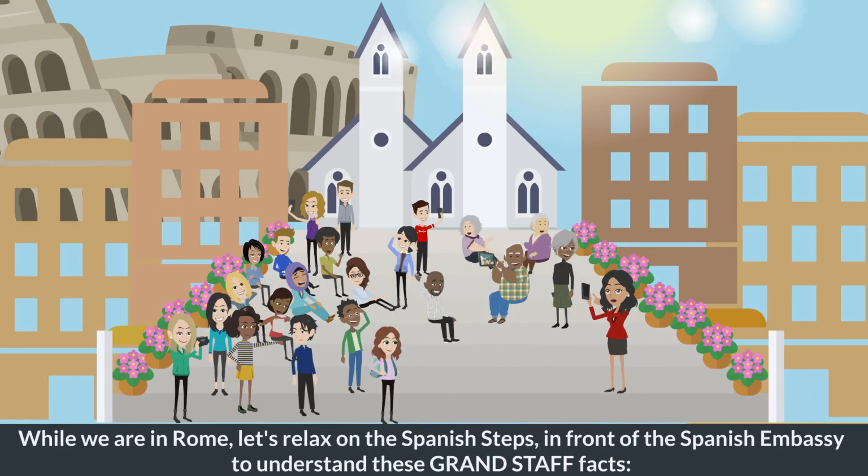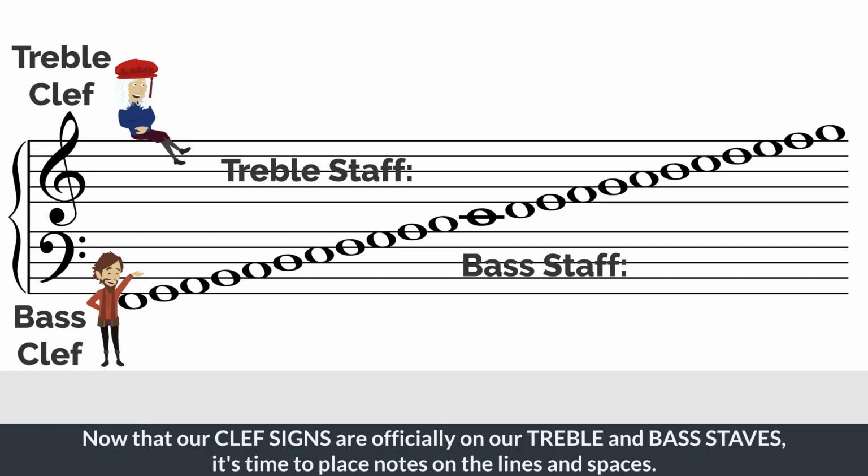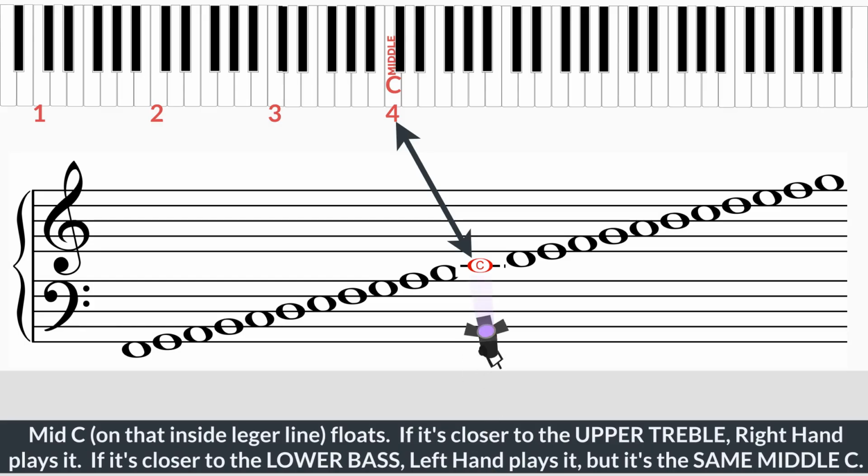While we are in Rome, let's relax on the Spanish steps in front of the Spanish embassy to understand these grand staff facts. Now that our clef signs are officially on our treble and bass staffs, it's time to place notes on the lines and spaces. Middle C on that inside ledger line floats. If it's closer to the upper treble, right hand plays it. If it's closer to the lower bass, left hand plays it, but it's the same middle C.